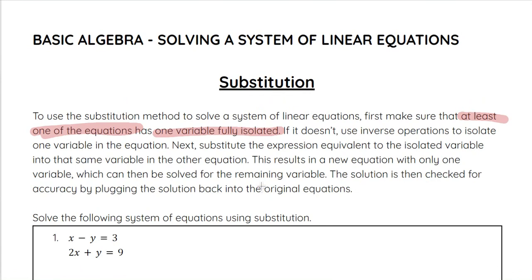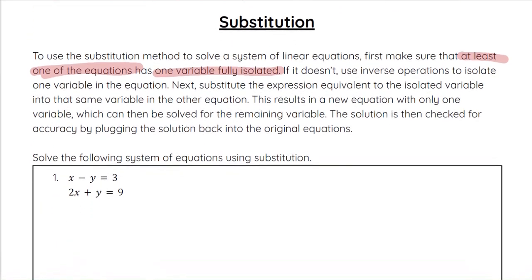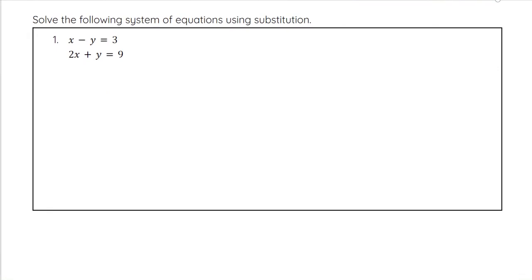Once we've done that, we can substitute the expression equivalent to that isolated variable into the other equation, and then we'll be able to solve like a basic linear equation. So let's take a look at an example and actually put this to use.